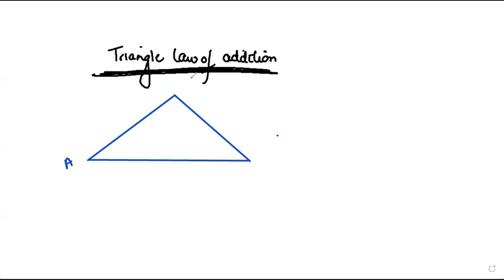Suppose it's A, B, and C. The vector from A to B is given as a, and B to C is given as b. Now you have to calculate A to C. According to the triangle law of addition, the sum of two sides should be equal to the third side. But the direction matters the most.